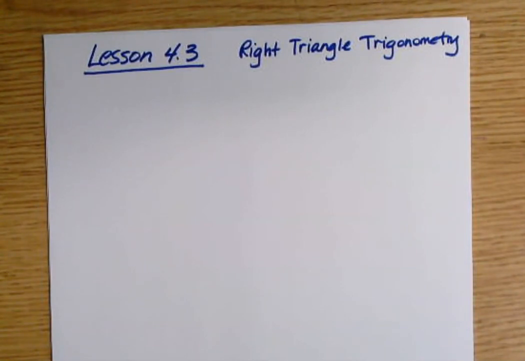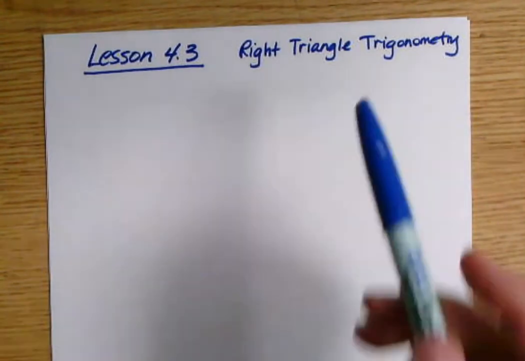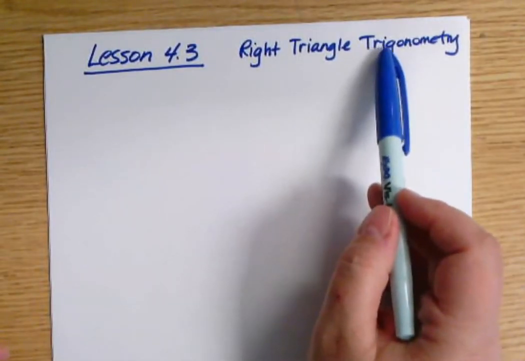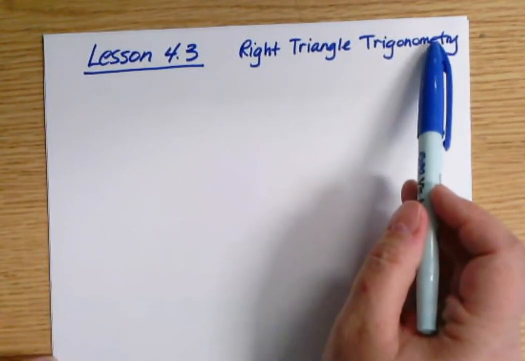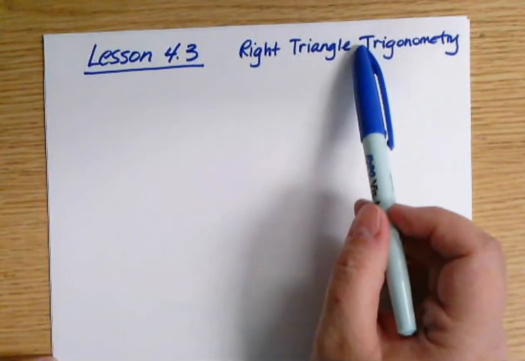This is Miss Backfish, and I am here to go over our dual enrollment lesson 4.3, which is right triangle trigonometry. It basically gets into some things that we need to look at before we get into the unit circle, pretty much. So the first thing is, what do we mean by trigonometry? Well, trigonometry really means triangle measure. Trig is tri, 3. Metry is measure, so triangle measure.